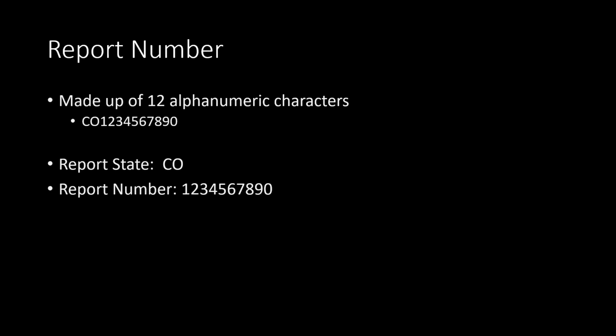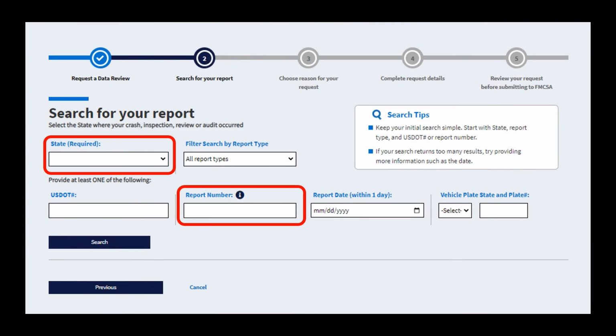So keep that in mind when you enter the request for inspections, because when you do it for crashes, it wants the full string. We'll do that in a different video. But for now, just keep this in mind. The report number is made up of those 10 characters.